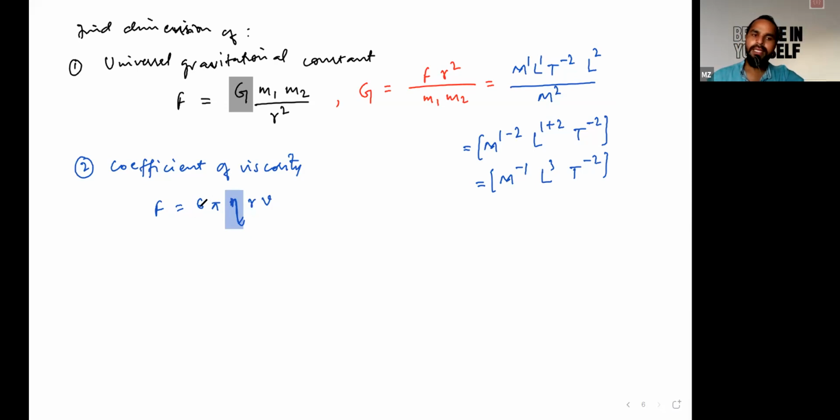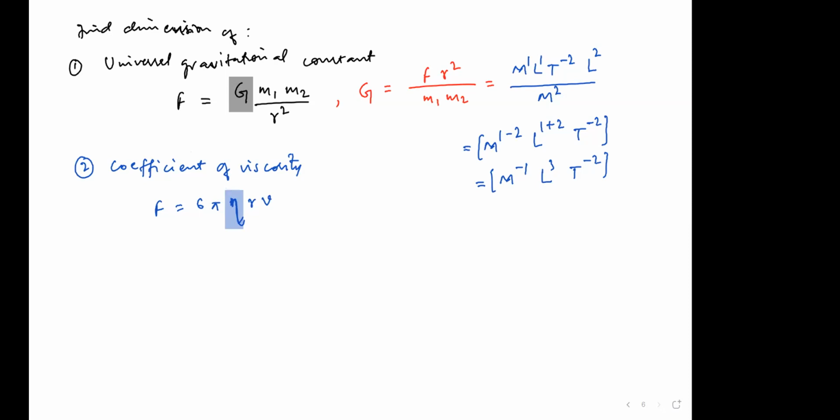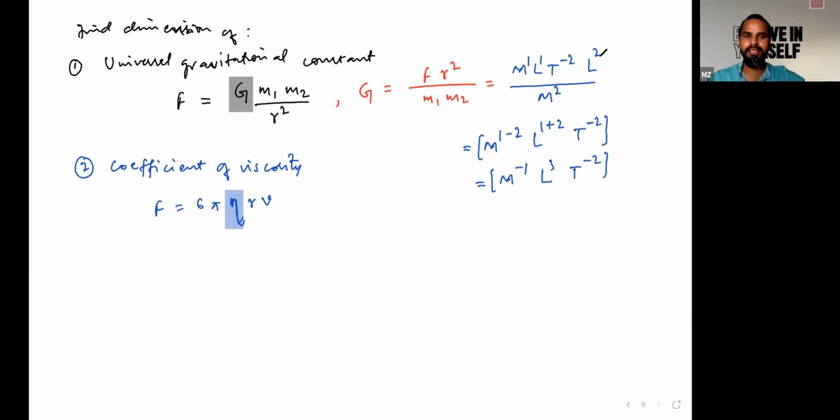Just see, 6 is any number. Pi is also a constant. And we have already defined that any constant number is nothing but a unitless quantity. So we can neglect them on the basis of dimension. Okay, Afra? F is force, R is radius, and V is velocity.